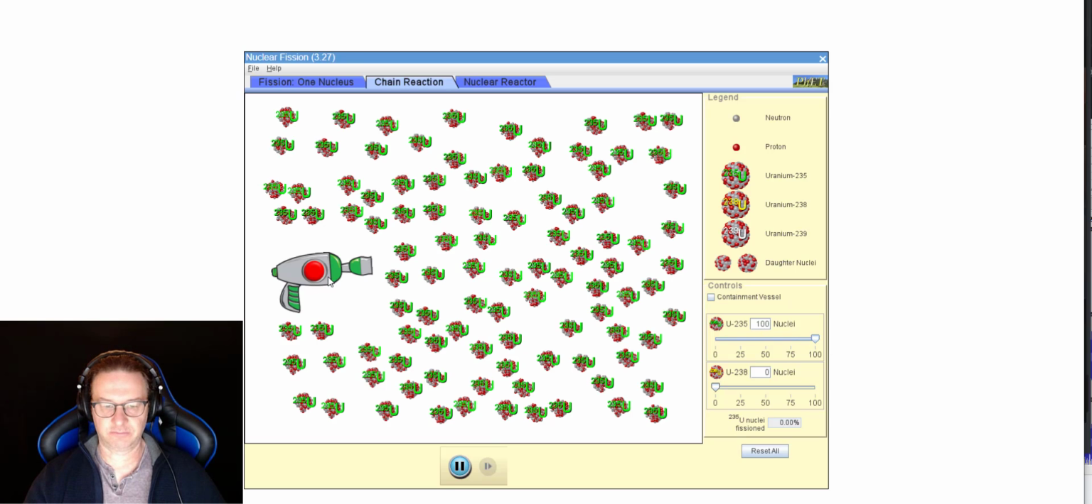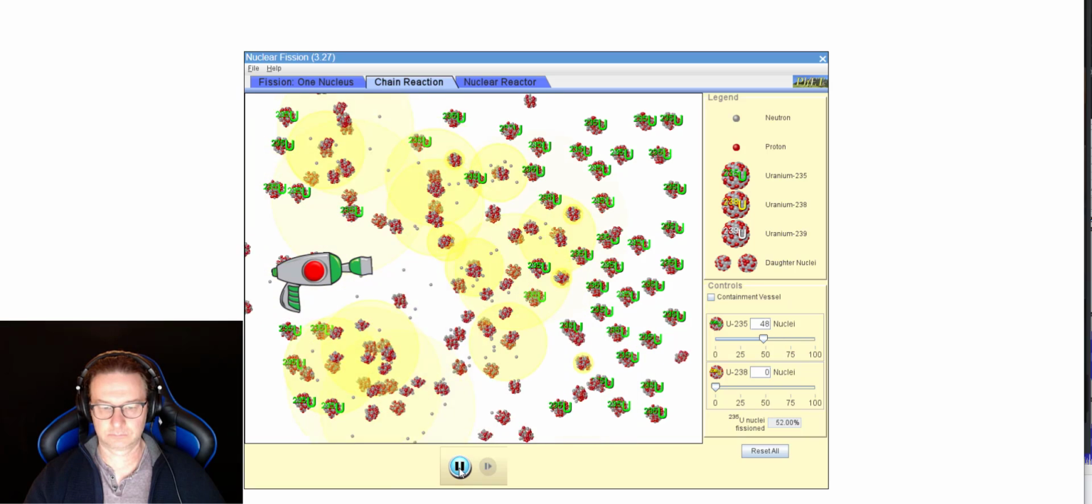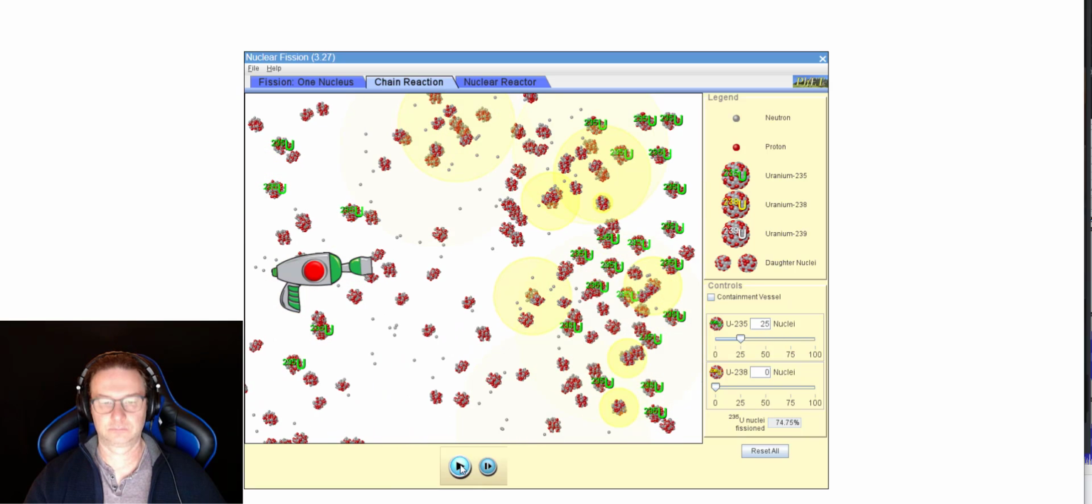Now let's try it with all uranium-235. If you want to create an uncontrolled chain reaction, this might be what you want: a significant amount of concentrated uranium-235.